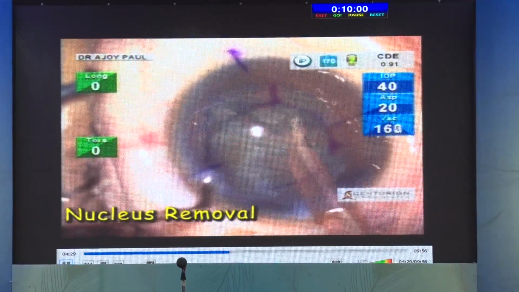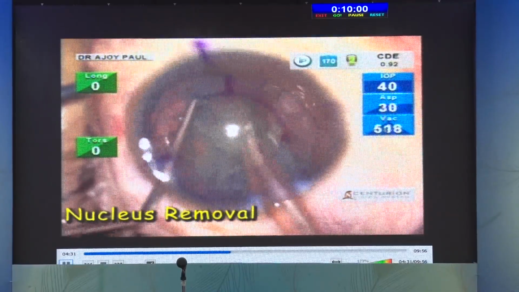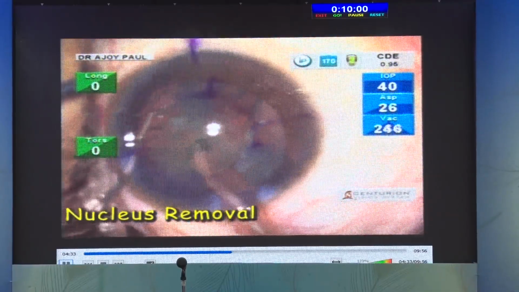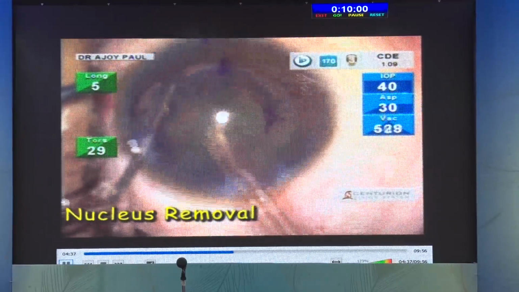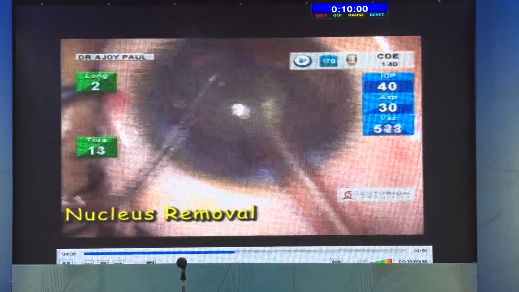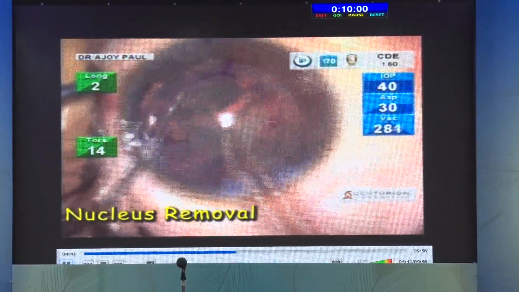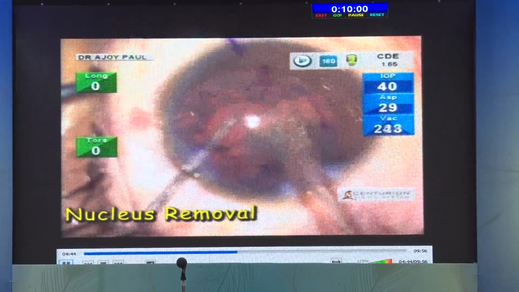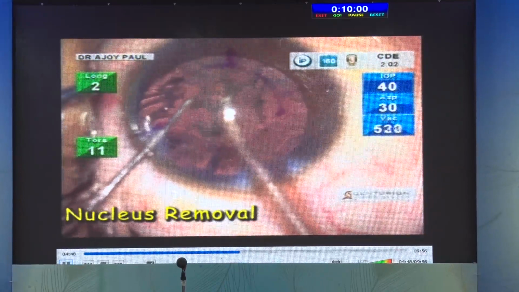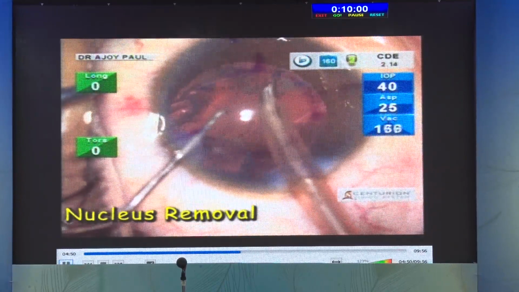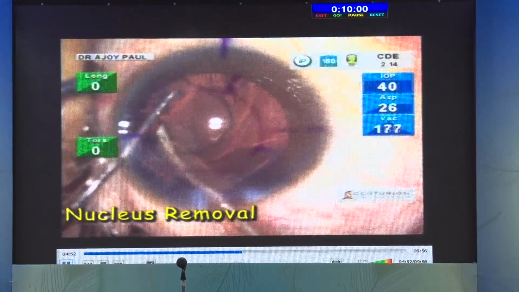As you can see, with this lens and an aspiration rate of 20, if you can get hold of it, you will know that there is a learning curve while we are using this Centurion machine with this IOP control. But if you can get a good hold and good control, definitely, see the minimal fluctuation that I am trying to achieve. Though in hypermetropes it may not matter, in myopes it's very important.